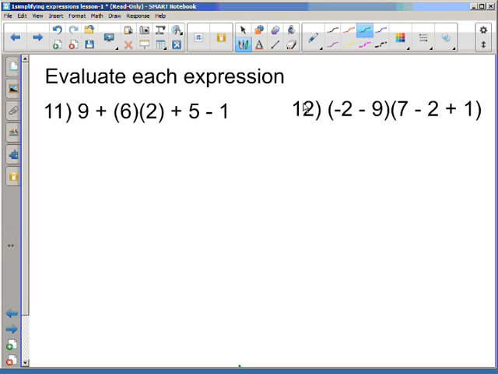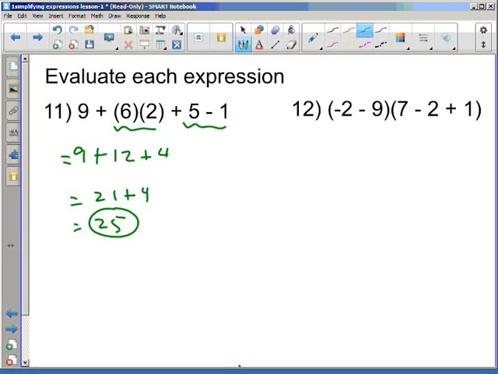Okay, for the first one here we'll do the math. 6 times 2 is 12, and then 5 minus 1 is 4, so we get 21 plus 4 equals 25. And then for number 12, we have to remember the parentheses. Negative 2 minus 9 is negative 11, and then 7 minus 2 is 5. 5 plus 1 is 6. Negative 11 times 6, negative 66.